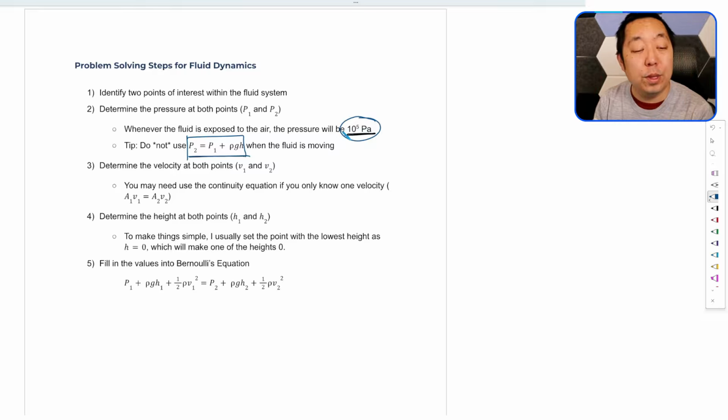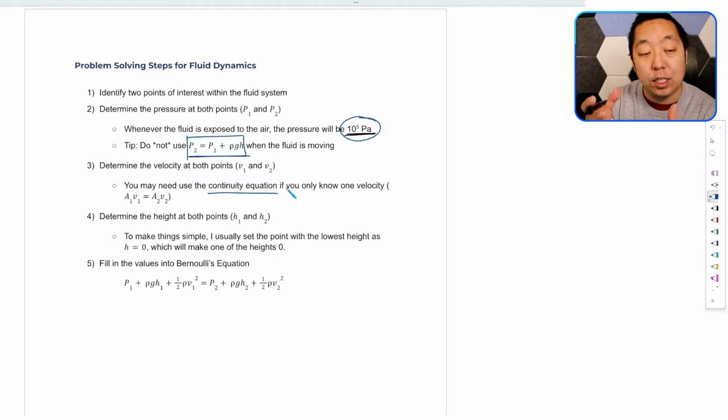We want to determine the velocity at both points, and you might need to use the continuity equation to do this. So either we're going to do this and get an expression for it, or we need to calculate it. We want to set a reference height, because remember that height there is based on gravitational potential energy. So we're going to want to set a reference height of h equal to 0.